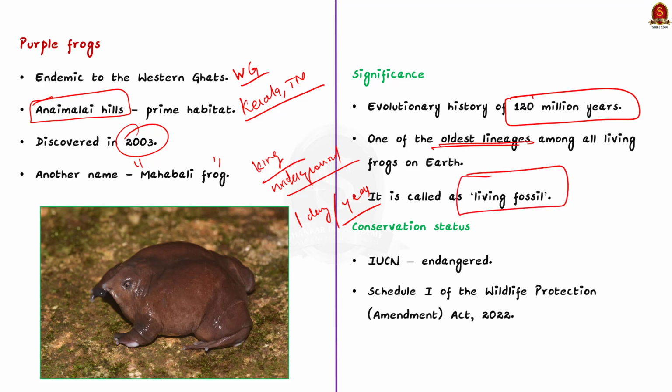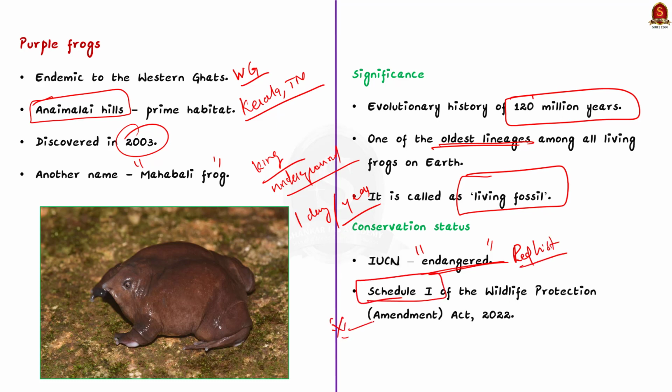The DNA of this frog witnessed many great events that happened on Earth over millions of years, and this frog coexisted with dinosaurs. This is why it is important to protect this species from extinction. If we look at the conservation status, this frog is listed as an endangered species in the Red List of IUCN. The purple frog was also brought under Schedule 1 of the Wildlife Protection Amendment Act 2022.